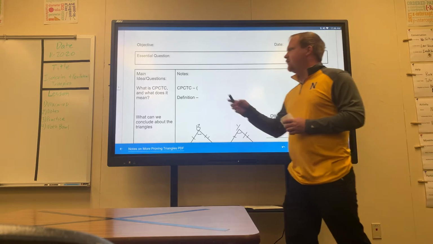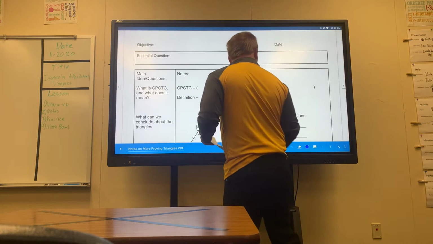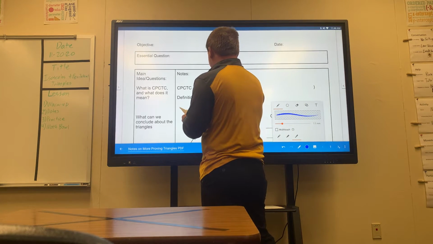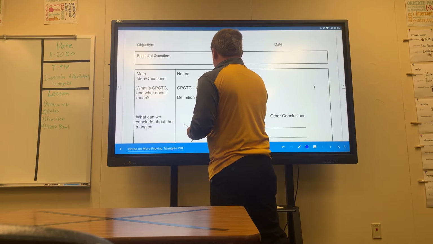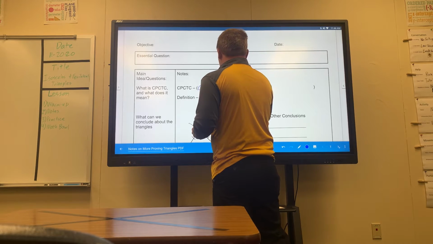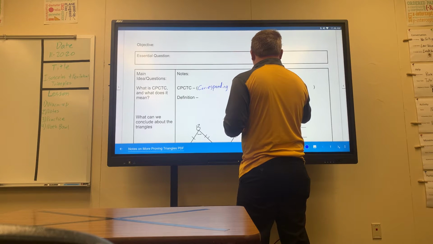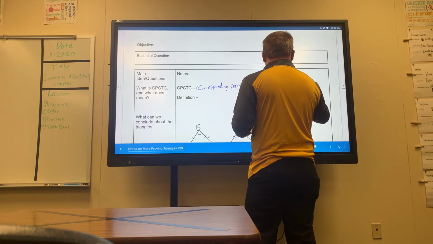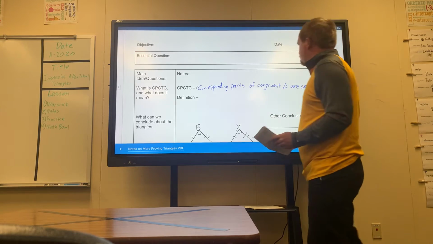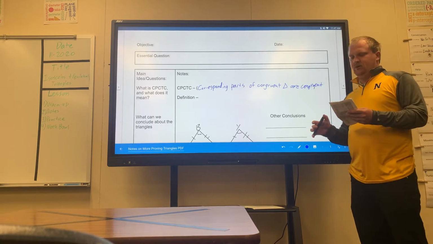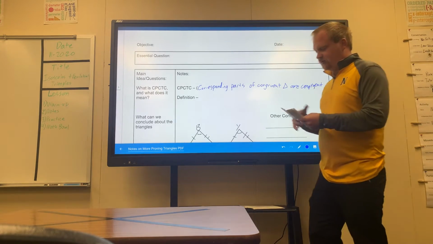And what actually helps us is CPCTC, which is known as corresponding parts of congruent triangles are congruent. Okay? Corresponding parts of congruent triangles are congruent, which basically means, this is what it basically means.